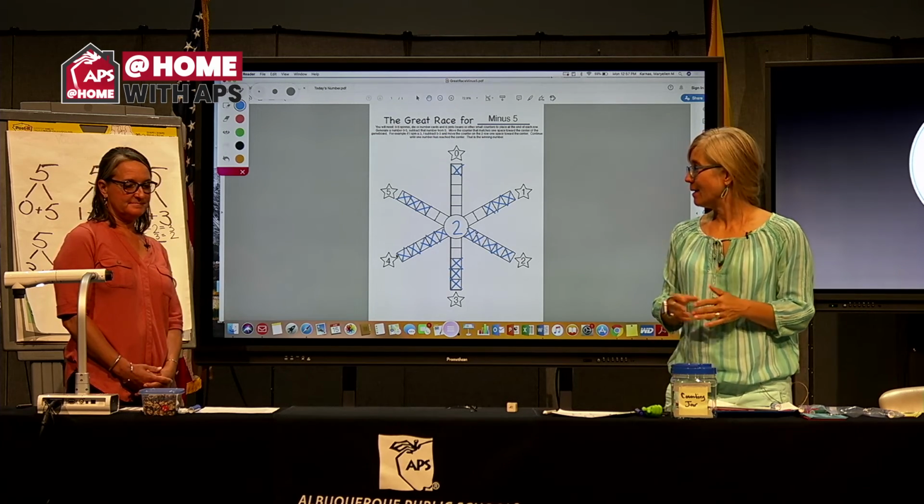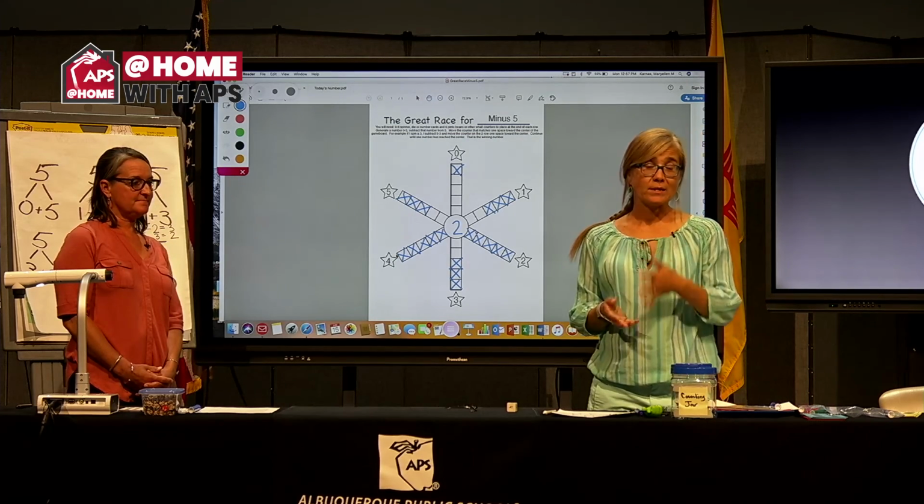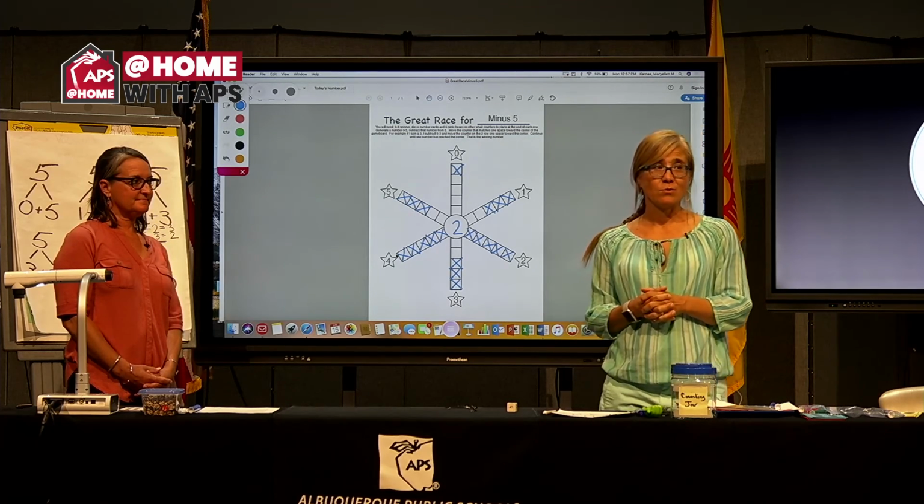And also, we talked about practicing counting on our hundreds chart. So you could practice counting by tens or by ones on our hundreds chart.